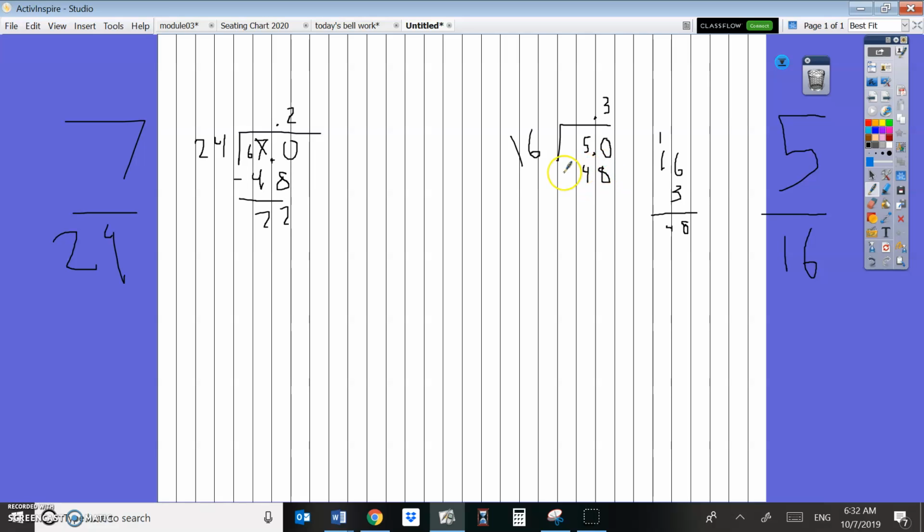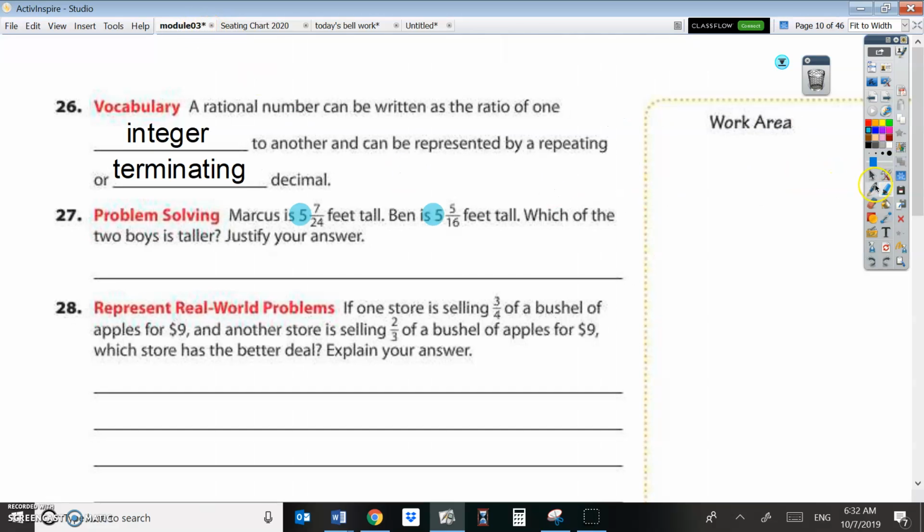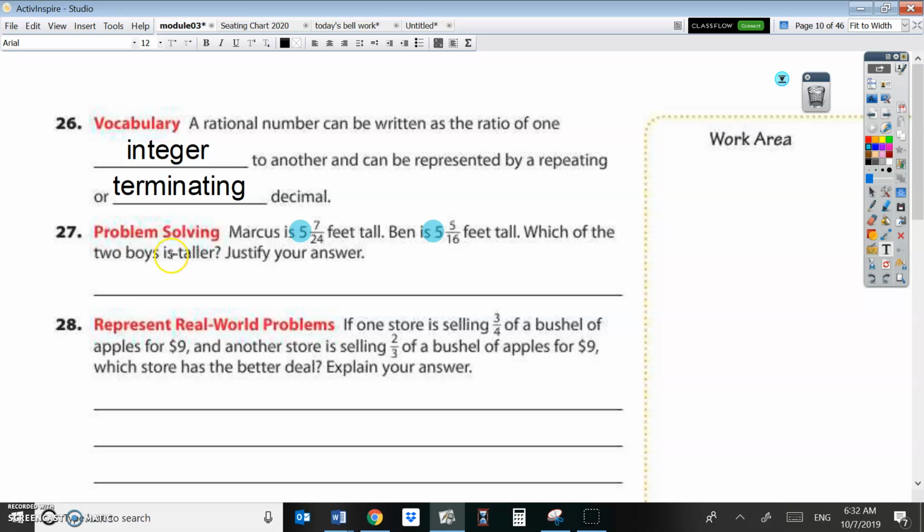So 5/16 is larger. So come back here, and you know that Ben is taller, because 5 over 16 is greater than 7 over 24.